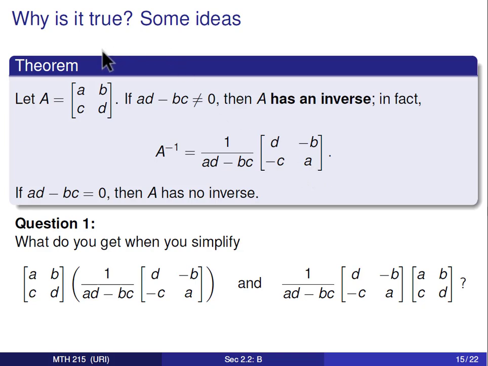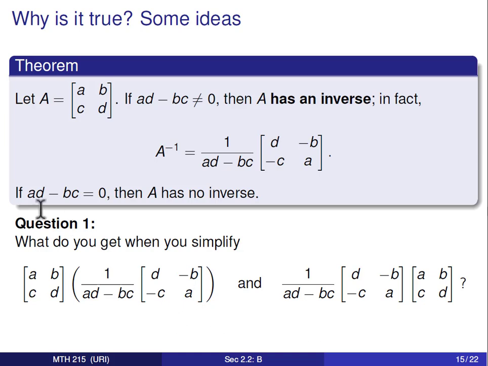Now, if you wanted to see why this theorem is true, one direction is pretty simple, actually. Let's just take A, B, C, D, and let's take this formula for what we claim is the inverse, and let's multiply them together. As you do this multiplication, you'll see that it works. You do end up with the identity matrix in the end. You'll also see why it's kind of important for AD minus BC to not equal 0. Try that out if you're interested.